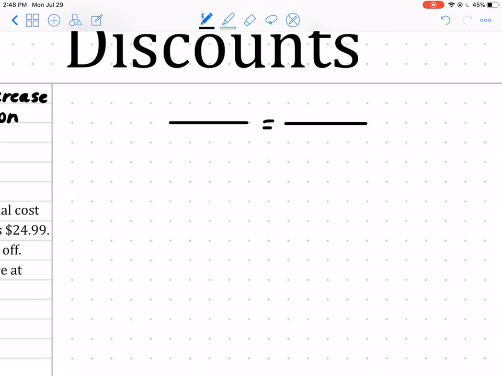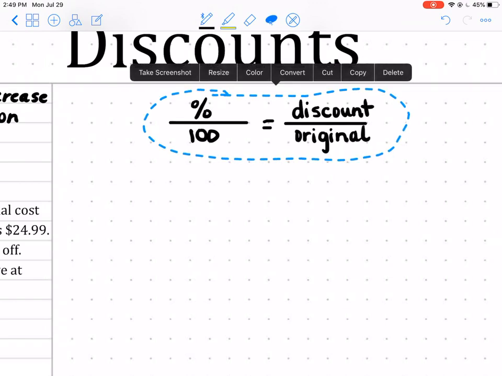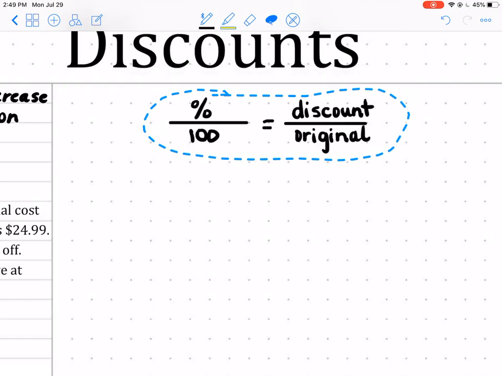You will always have a percent over 100. That has not changed. Discounts go here. This is the same proportion. I'm not changing the rules on you. I'm just changing the wording a little bit. Discount is the part, original is the whole. So if you are using this particular skill, this is the proportion that will help you to solve it.